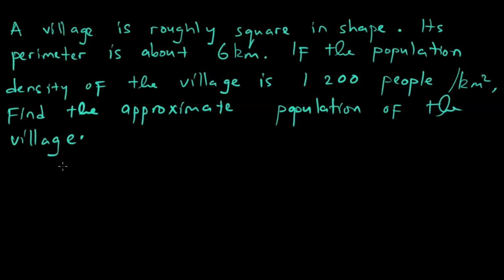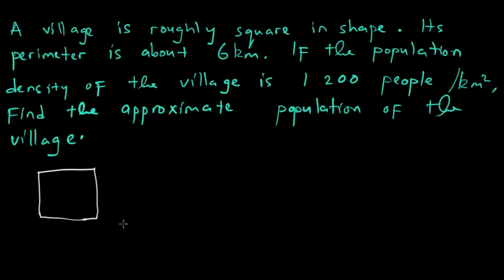A village is roughly square in shape. If we are to imagine the shape of this village, it's like this. It's a square. And we have to know what a square is. A square is a type of rectangle where each side is equal to each side. So a square has 4 equal sides.